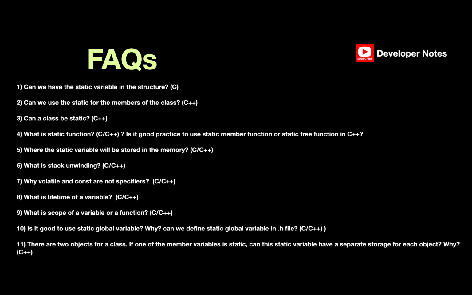The last question is, there are two objects for a class. If one of the member variables is static, can the static variable have a separate storage for each object? Why? No, static member variable has a class scope, so it will be shared by all the objects of the class. I hope these are all pretty basic things anyway.